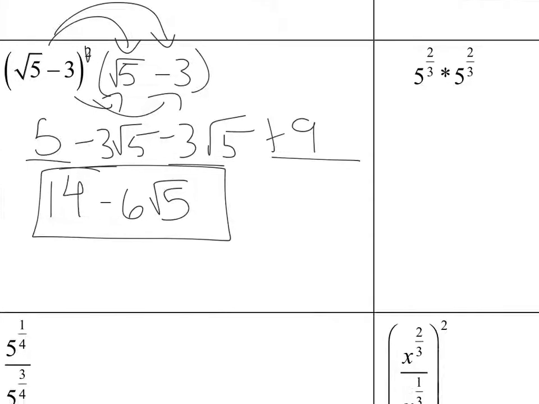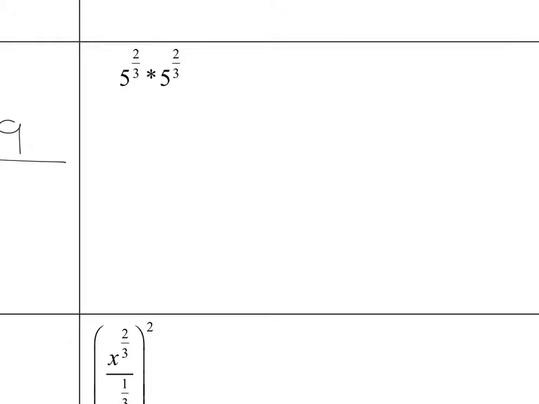Okay. Now we got to remember, think back to the exponents rule. What do we do when the base is the same? What do you do with the exponents? You add them. So this is just 5 to the 4/3. Okay?